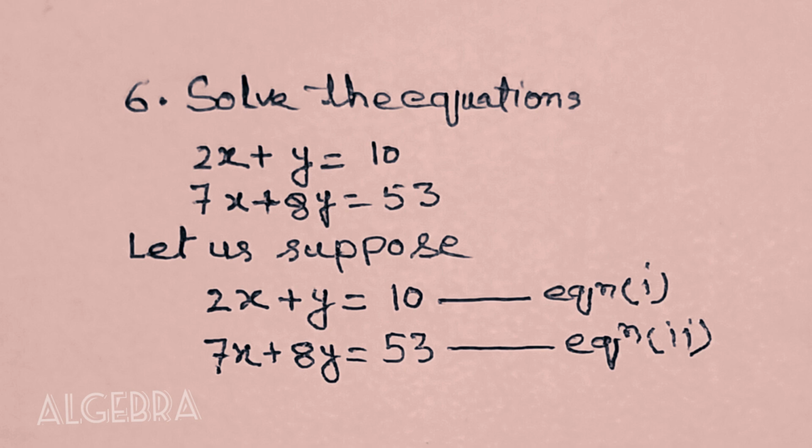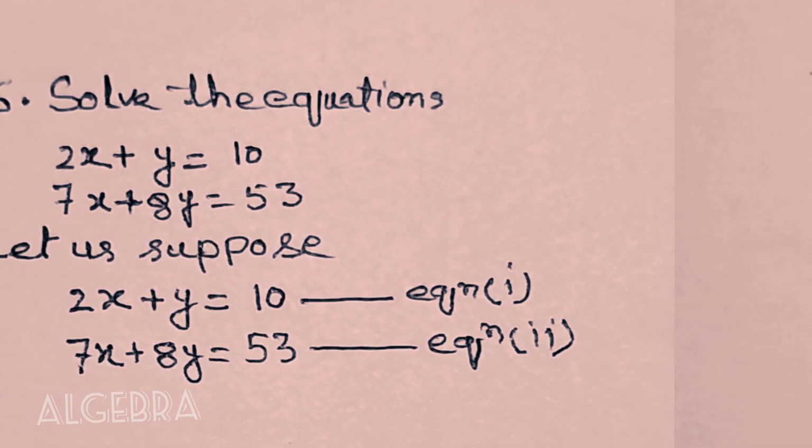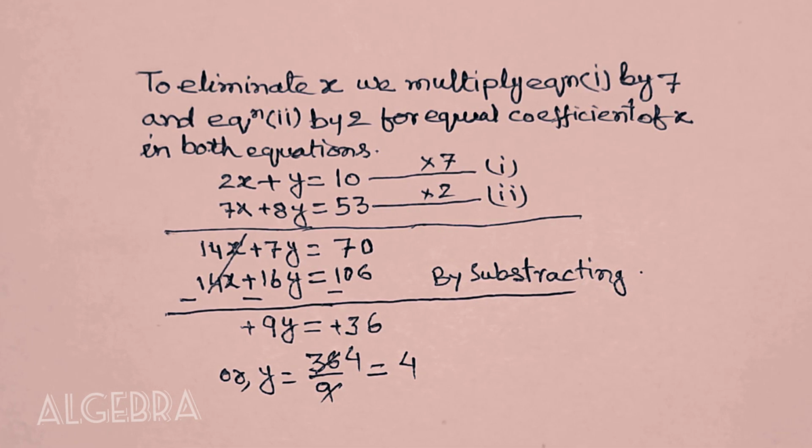6. Solve the equations 2x plus y is equal to 10 and 7x plus 8y is equal to 53. Let us suppose 2x plus y is equal to 10, equation 1, and 7x plus 8y is equal to 53, equation 2. To eliminate x, we multiply equation 1 by 7 and equation 2 by 2 for equal coefficients of x in both equations. So 2x plus y is equal to 10 multiplied by 7, and 7x plus 8y is equal to 53 multiplied by 2. 14x plus 7y is equal to 70, and 14x plus 16y is equal to 106.